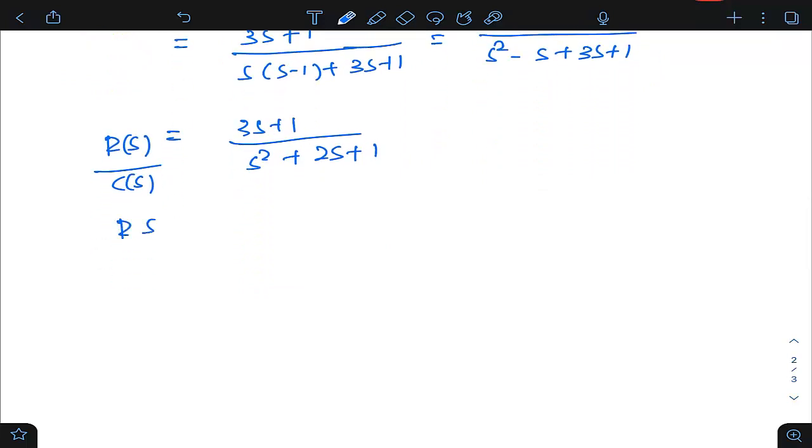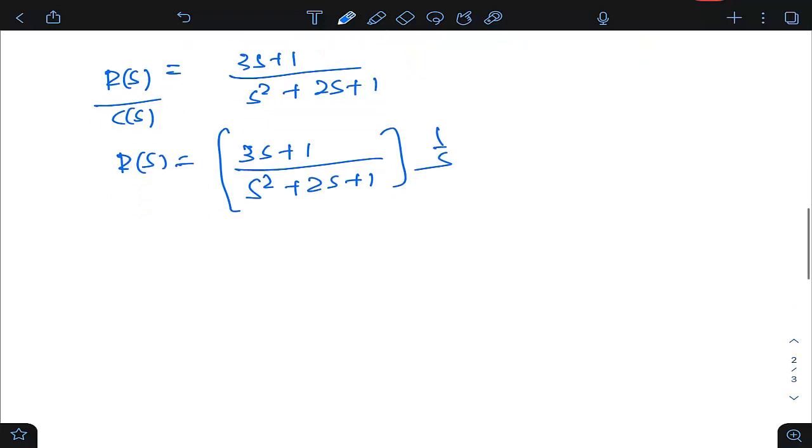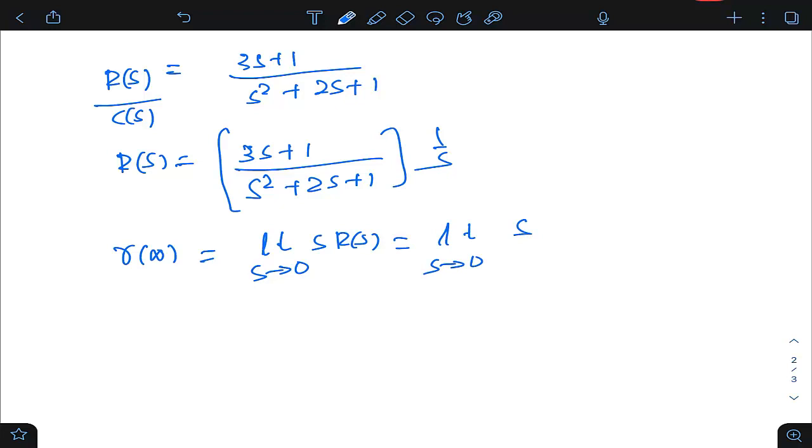So what is R of S if I ask you? If you multiply C of S on that side, C of S is 1 by S. So it is (3S plus 1) divided by (S square plus 2S plus 1), multiplied by 1 by S. Now you need R of infinity. Using the final value theorem, it is limit S tends to 0, S into R of S. So this is equivalent to limit S tends to 0, S multiplied by (3S plus 1) divided by (S square plus 2S plus 1), and this is 1 by S.